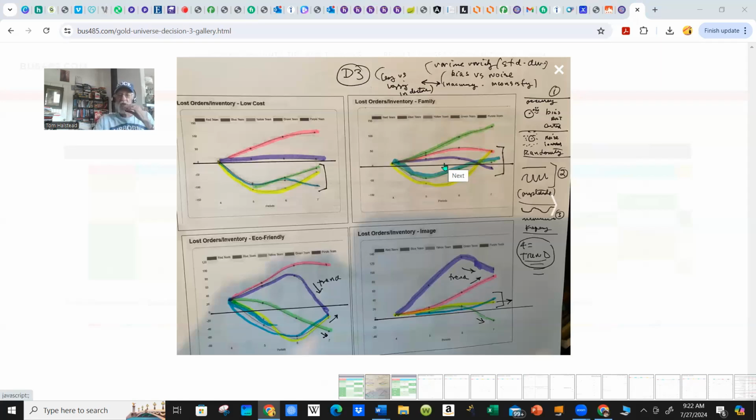Everybody's doing really good in family, and that's a high revenue line and a mature line. But look at purple here. Purple's right exactly almost on low costs on the line between supply and demand. This is what we want to see. Closer the better. And there's a difference between bias and noise.